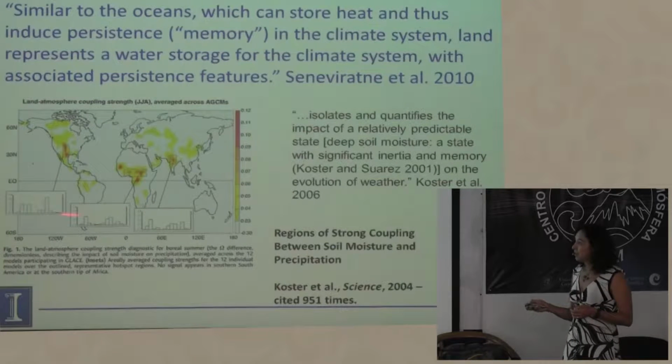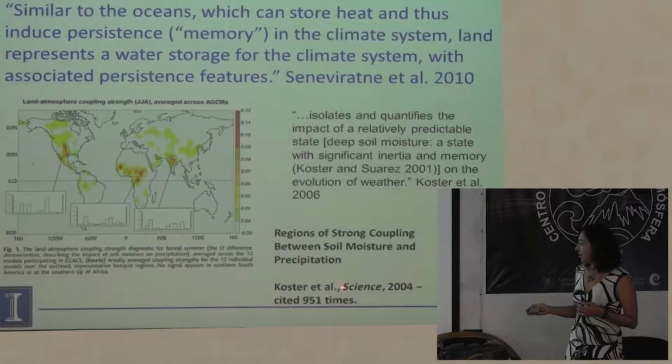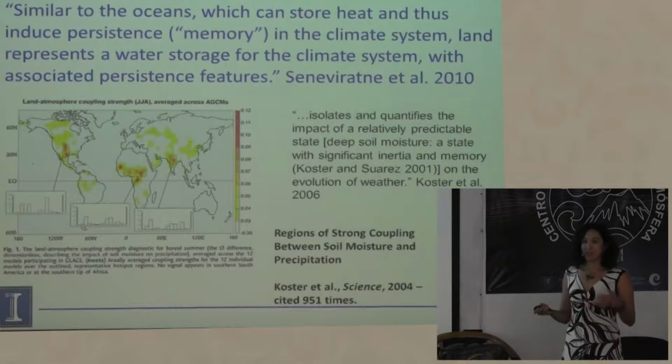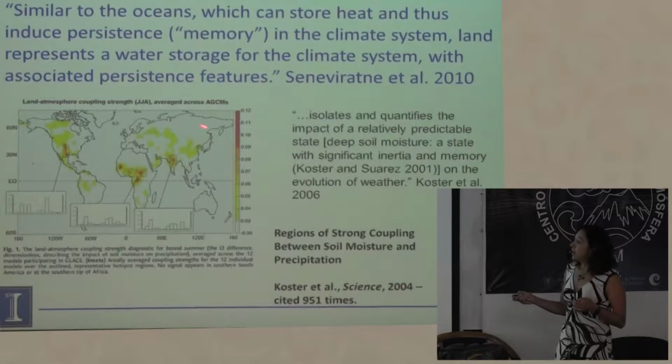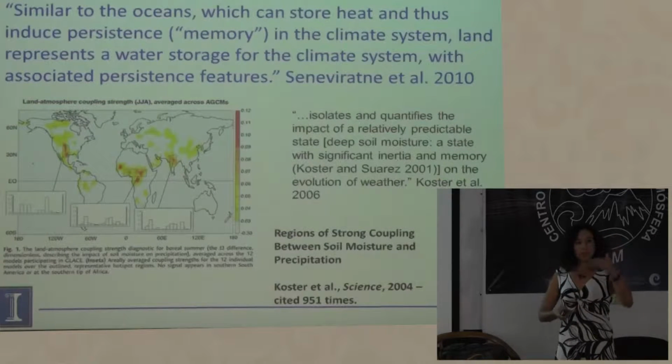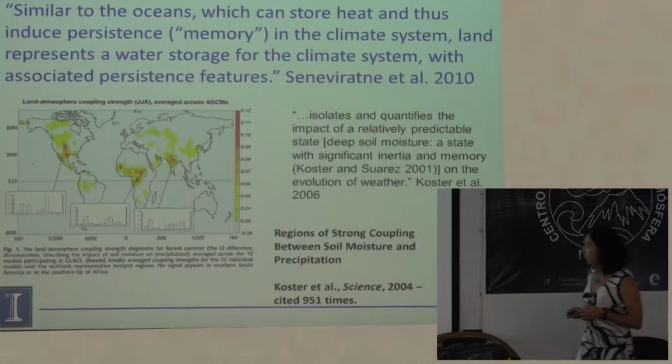What I'm showing here is probably the iconic map of land-atmosphere interactions. This is by Koster et al., published in Science, cited almost 1,000 times. What you're seeing here is the coupling between soil moisture and precipitation in June, July, August. Primarily you'll see these hotspot regions where the soil moisture seems to be coupled to precipitation, like the North American monsoon, which a lot of people are studying, and the Great Plains of the United States, as well as other regions of the world.